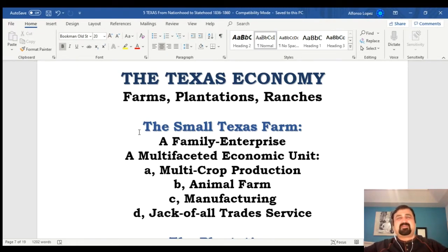So we're going to see the development of particularly three types of enterprises here that were already present in the previous periods we examined, whether it's the Mexican period or the Spanish period. But we're going to see the expansion of some of those economic activities, and they're going to now become more dominant, okay, in the Texas economy. Okay, so there's going to be an increase, for example, in the farms, okay?